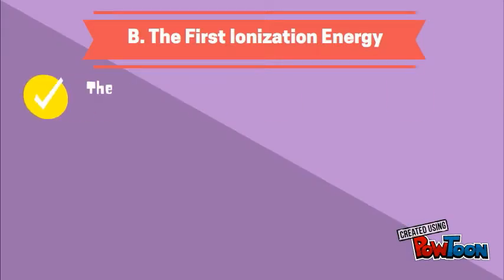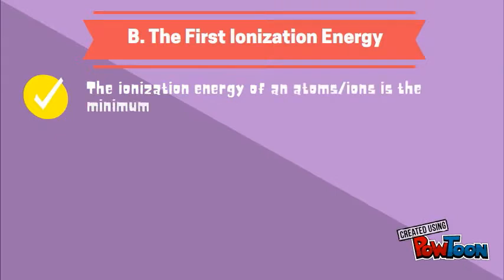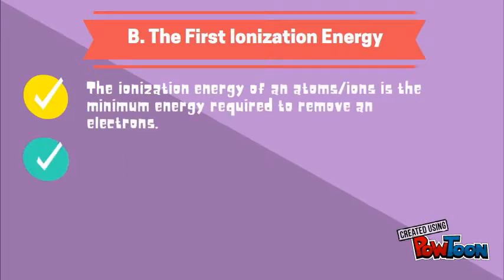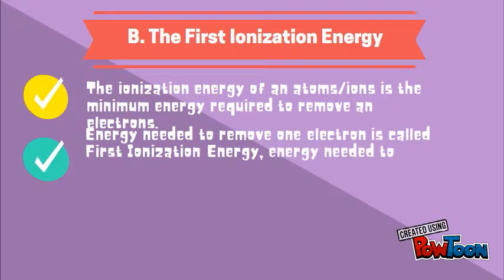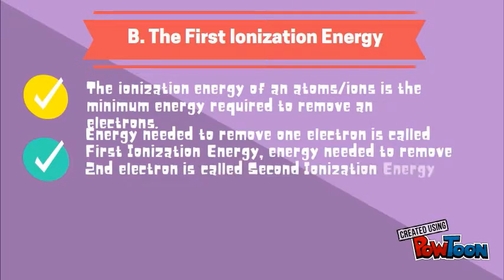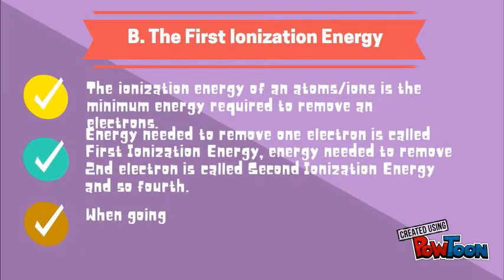The first ionization energy. The ionization energy of an atom's ions is the minimum energy required to remove an electron. The energy needed to remove one electron is called the first ionization energy. The energy needed to remove the second electron is called the second ionization energy, and so forth.